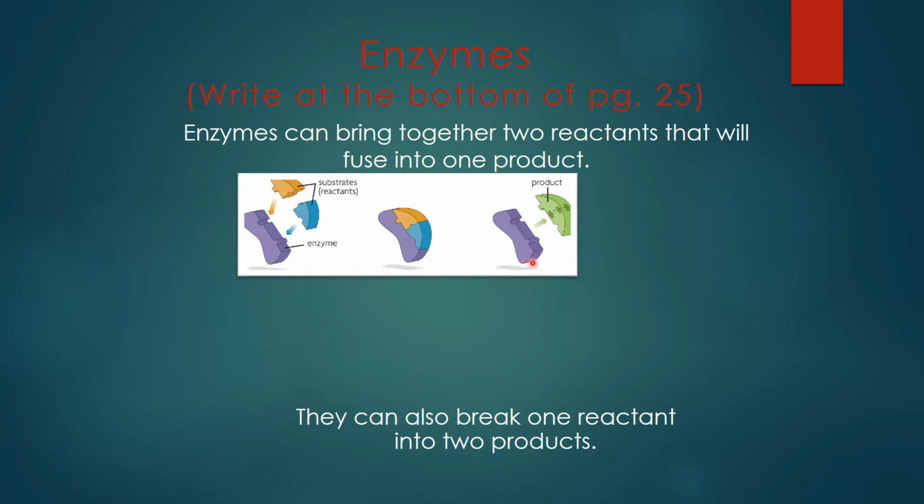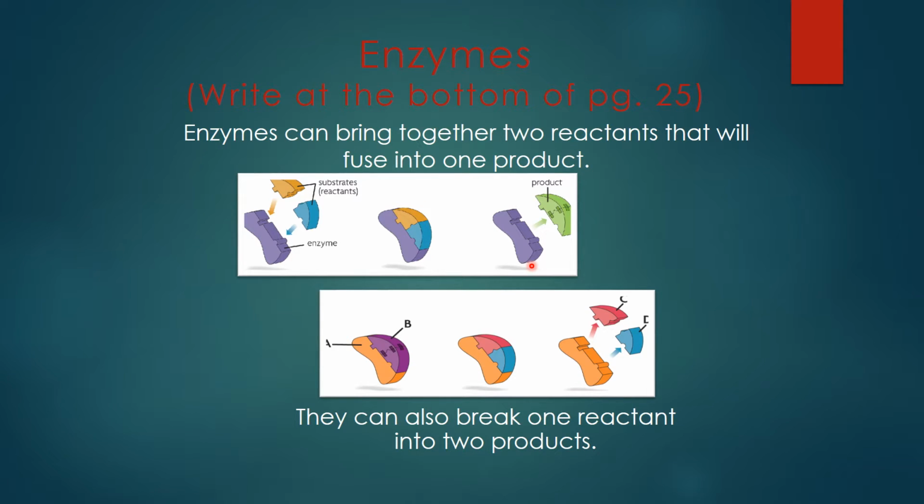And look, that purple enzyme at the end, after the product has left, is exactly the same as it was at the start. So it can be used over and over again. Enzymes very rarely are used up. They can also break things apart. So the bottom picture is kind of a reverse. You've got the enzyme and the purple, which is the substrate. This time there's only one substrate, and then the enzyme breaks it apart into two products.